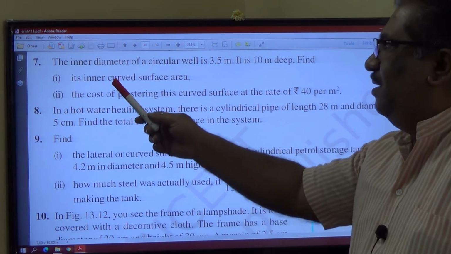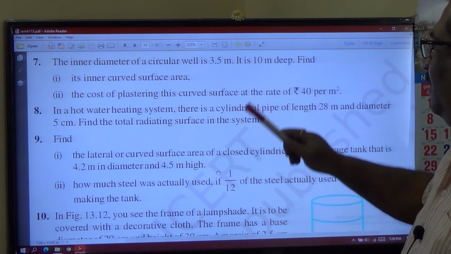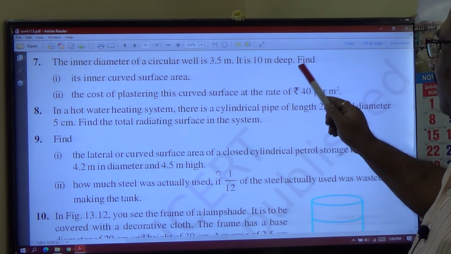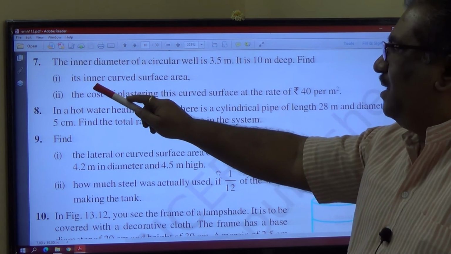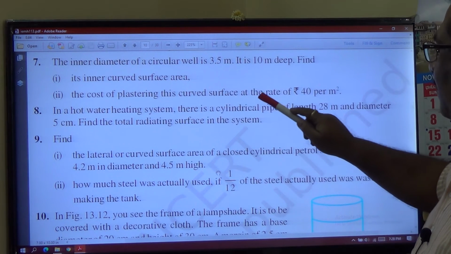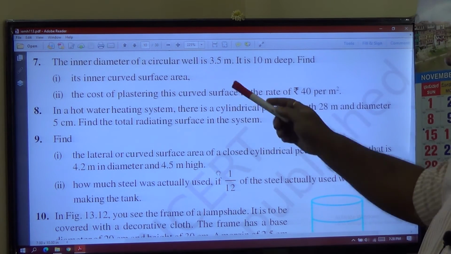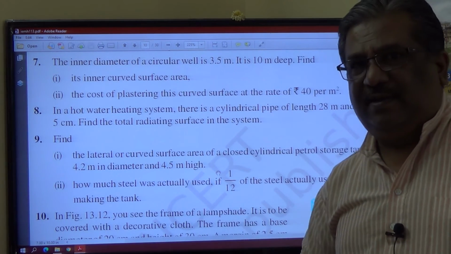Question number 7. Inner diameter of a circular well is 3.5 meter and its depth is 10 meter. Find its inner curved surface area. Also find the cost of plastering this curved surface area at the rate of rupees 40 per square meter. It is similar to the previous question. We'll solve this. Very simple one.